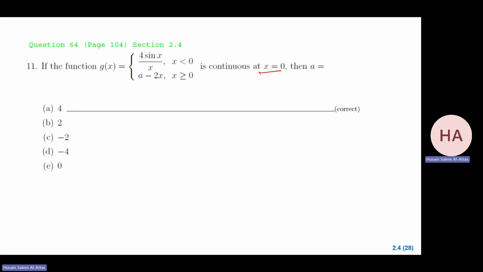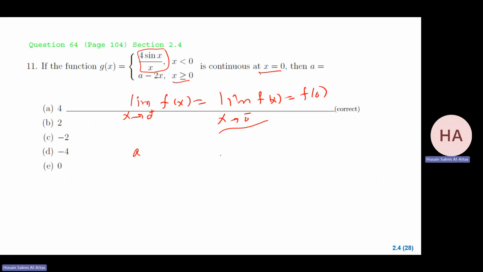So at 0, it means the limit as it goes to 0 from right equals the limit as it goes to 0 from left equals f at 0. So from right, I'm here, that will be a minus 2. Only a, huh? Since x equals 0, it will be a. What about this? Oh, I need to do a limit. Limit x goes to 0 from left, 4 sine x over x. I know this limit. This is 1, so I have 4. So a equals 4.